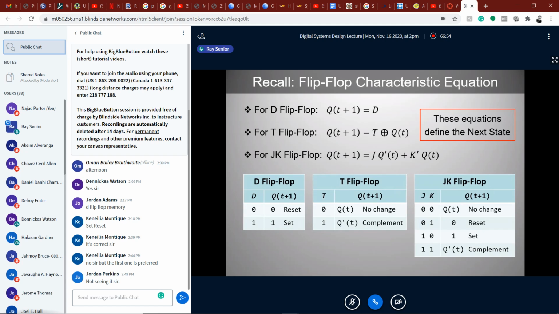For the D flip-flop, whatever is at the D input is the next state. That is why we started with the D flip-flop: when we calculated the D input, we used it as the next state because of the characteristic equations. But if you look at the T flip-flop, we can use a D flip-flop to design all the other flip-flops, or we can use a JK flip-flop to design the T flip-flop. So the T flip-flop can be designed using either a JK flip-flop or a D flip-flop. The characteristic equation for the T flip-flop is T exclusive OR with the present state, and that is what you need to use to generate your next state logic.